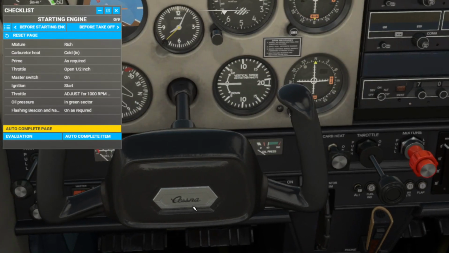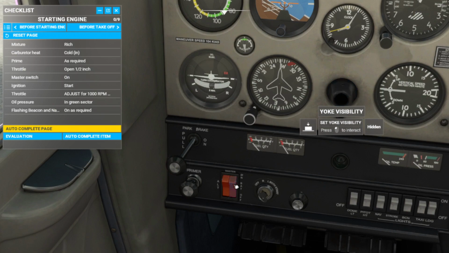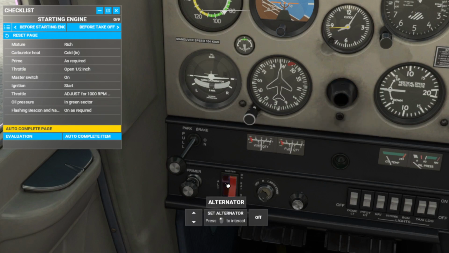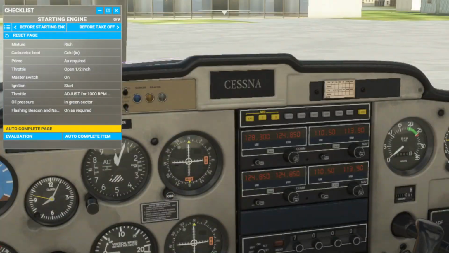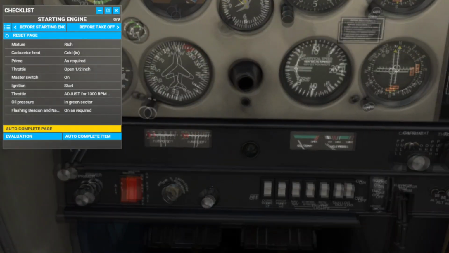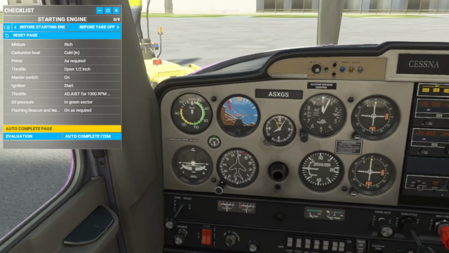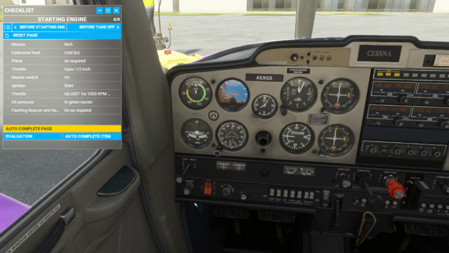Alright. Next, we have to have the master switches, which are the battery switches, on. I'm going to hide the yoke for that. That's the first switch, and that's the auxiliary alternator switch as well. We're going to turn on both of them so that we can see all the gauges and everything start to work. And now what we can do is we can start the ignition, which is the key over there.